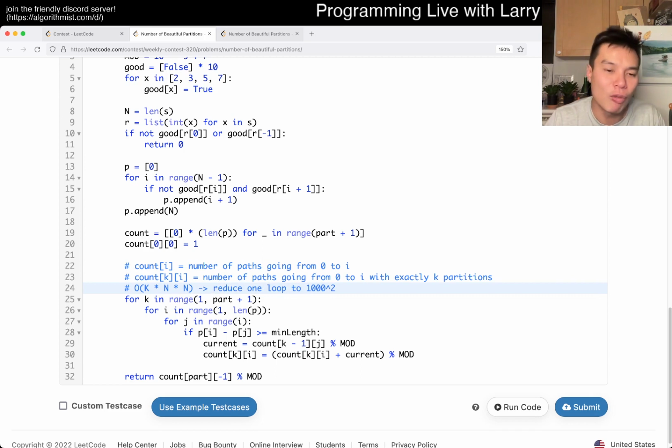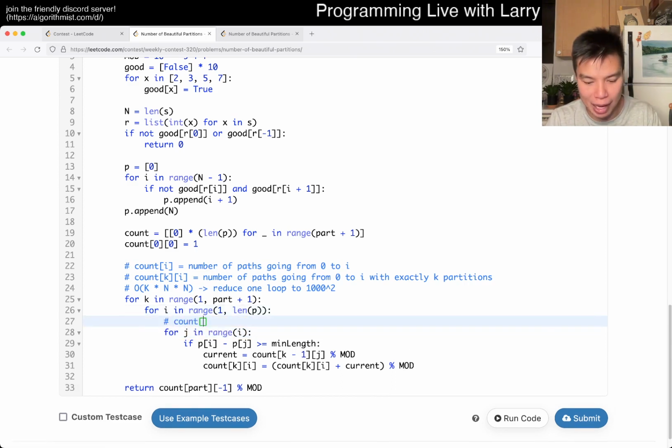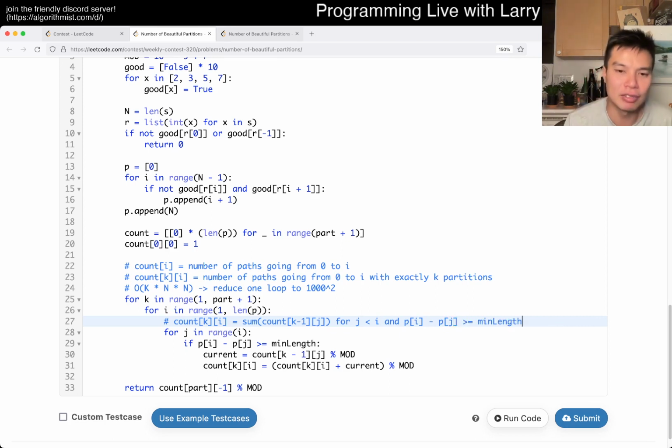And the one that I took a look at was this one. Because what am I doing? Basically, if you write it out as a function, the count of k sub i is equal to the sum of count of k minus 1 sub j for j less than i, but also for some p sub whatever, the condition that we have here. So that's basically the entire thing.